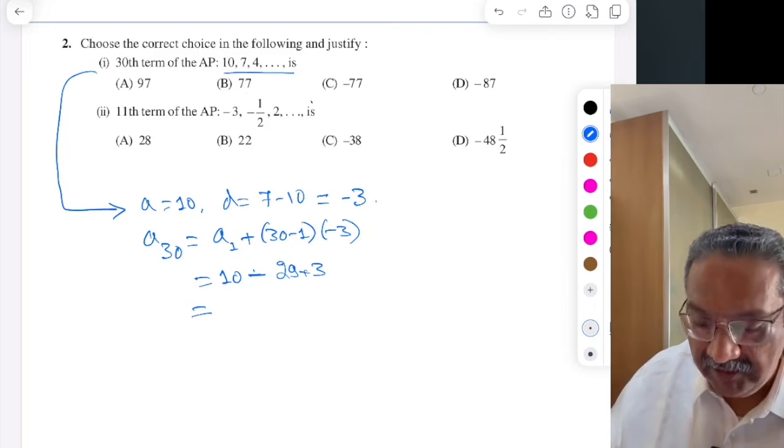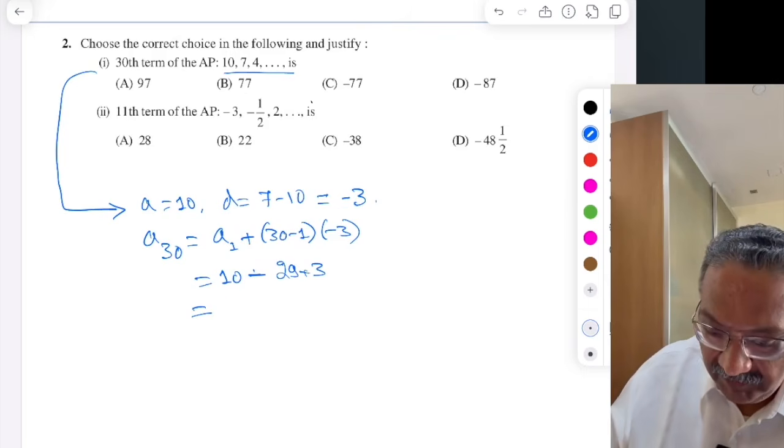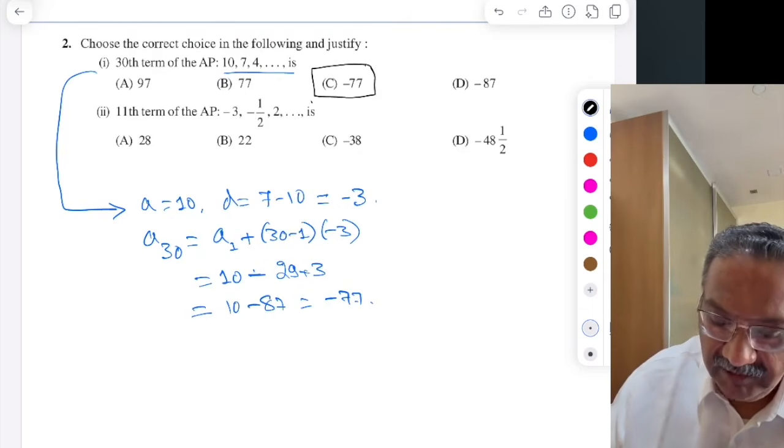So let us take 30. 30 into 3 is 90, 90 minus 3 is 87. So 10 minus 87 is equal to minus 77. The answer is minus 77.